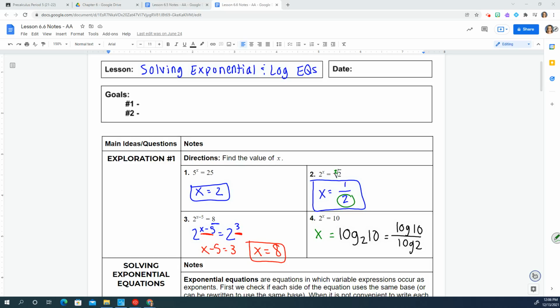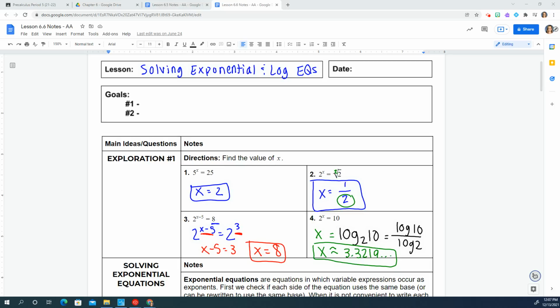And we get about 3.3. Let me get a better number here. Log of 10, close the parenthesis, divided by log of 2, close the parenthesis, 3.3219, dot, dot, dot. And again, that number makes sense because 2 to the power of 3 is 8, 2 to the power of 4 is 16, so that number is in between 3 and 4, a little closer to 3. Okay, that's just to get you thinking into what exponential equations are.